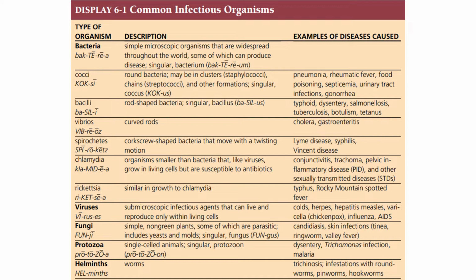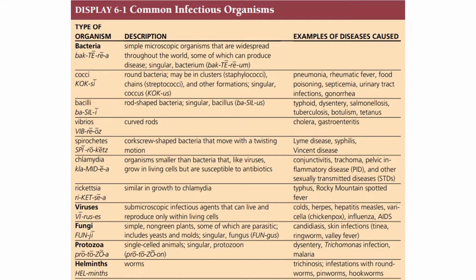Then we have the bacilli, bacillus for singular. They are rod-shaped bacteria. Some of these bacteria cause typhoid, dysentery, salmonellosis, tuberculosis, botulism, and tetanus. Then we have the vibrios. They are curved rods. They cause cholera and gastroenteritis.